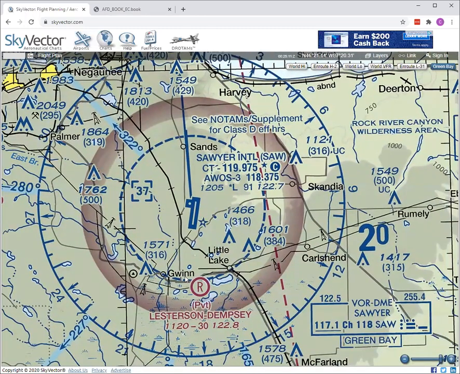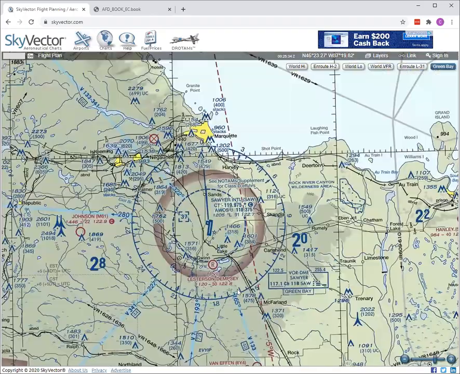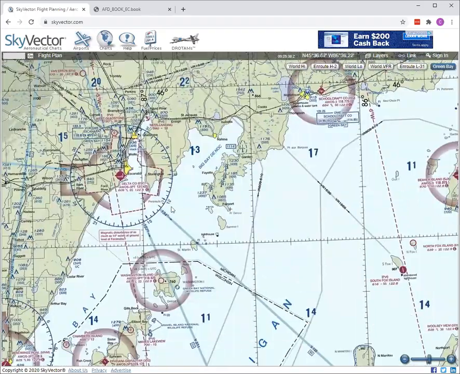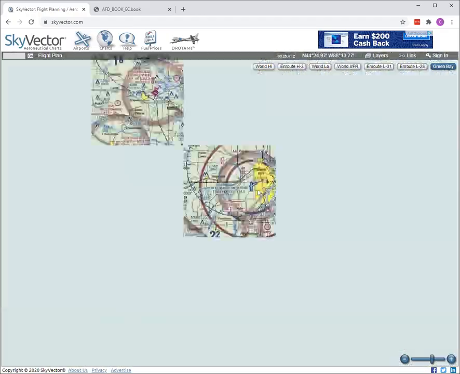Here at KI Sawyer, we have the dashed blue line, and so this airport is going to be Class Delta. And here we have the box that we talked about. This indicates the top of the Class Delta. So in this case, the Class Delta goes to 3,700 feet. And any Class Delta you look at will have this little box that identifies that. I think Green Bay, here we go.